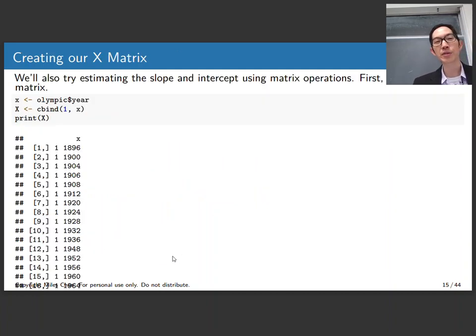Maybe we want to estimate it using our matrix operations. So I'm going to create my X matrix, a column of ones. My X is going to be the different years.